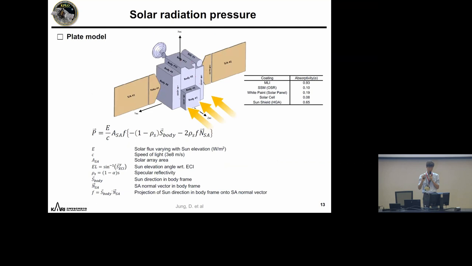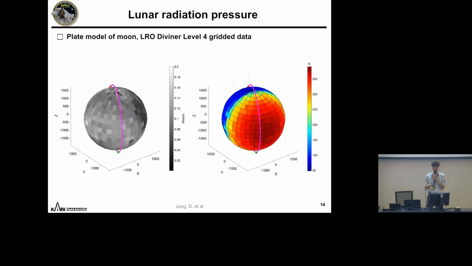This is a very standard equation that we use. We also modeled the lunar radiation pressure. So we modeled the moon as a kind of plate model using the LRO Diviner temperature data. The hot areas look hot, they're red. And in this particular data, we have the spacecraft starting to orbit above the hot part, and then going back behind the cold part, which is the shadowed part.